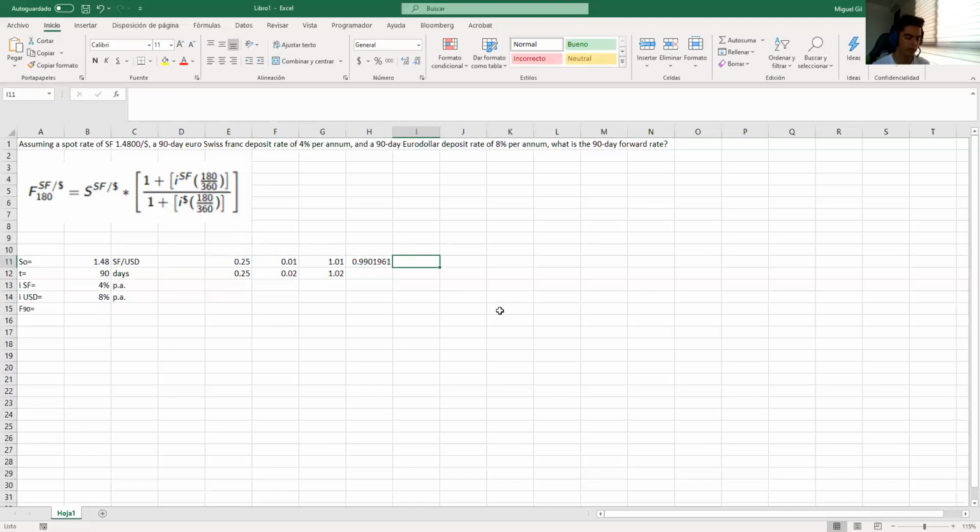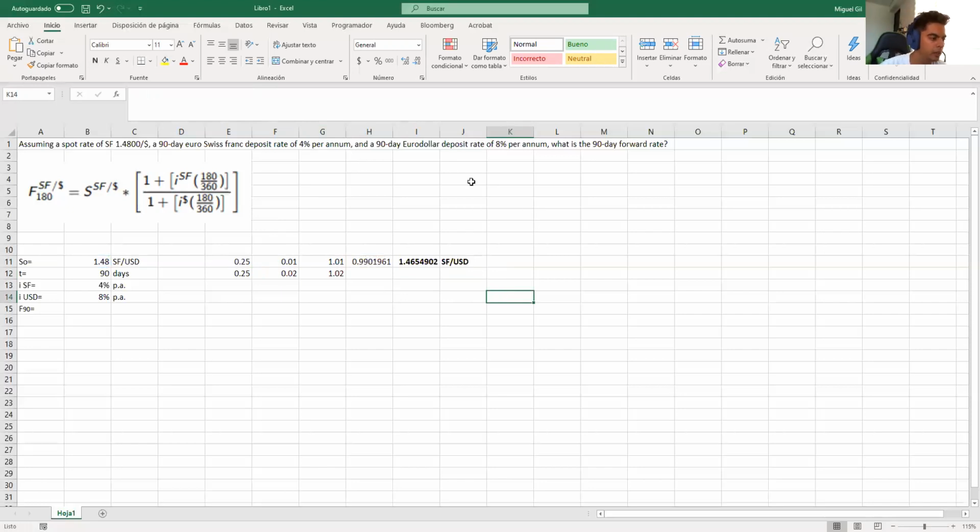And finally, very last step, just multiply whatever you get from all of this, which is this 0.99, times the spot rate. So spot rate times whatever I get from there, it will be this. 1.4654 Swiss francs over dollar. It's not difficult at all. You only have to be careful, follow this step by step.